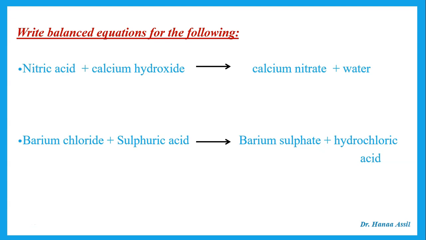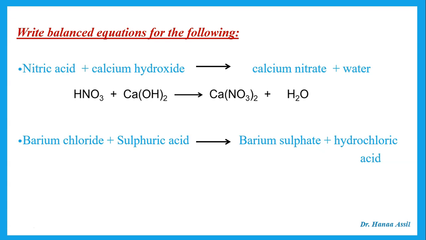But when we want to write a symbol equation, we said nitric acid is HNO3, calcium hydroxide, calcium is in group 2, so the valency is 2, so the 2 goes under the hydroxide, and hydroxide is valency 1. Calcium nitrate, again calcium valency 2, I put 2 under the nitrate. The nitrate is valency 1, I don't put anything under the calcium. Plus water, you cannot leave an equation without checking its balancing.